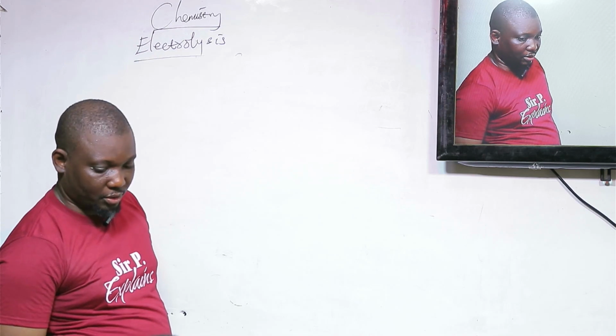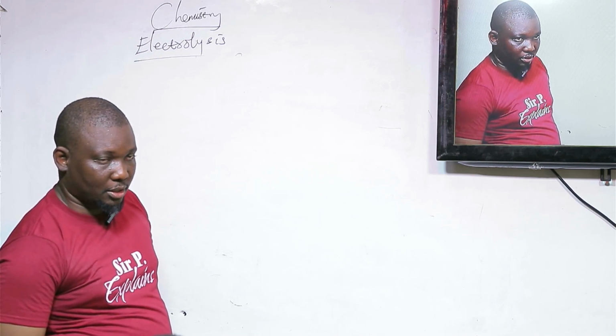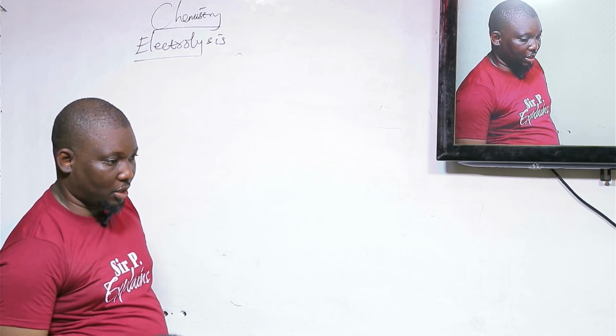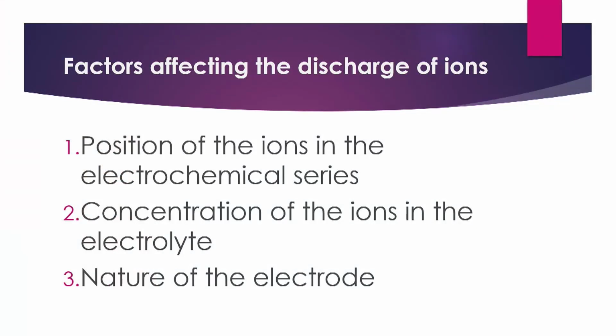ECS for short, for electrochemical series. Then the second is concentration of the ion in the electrolyte. And then the next one is the nature of the electrode.